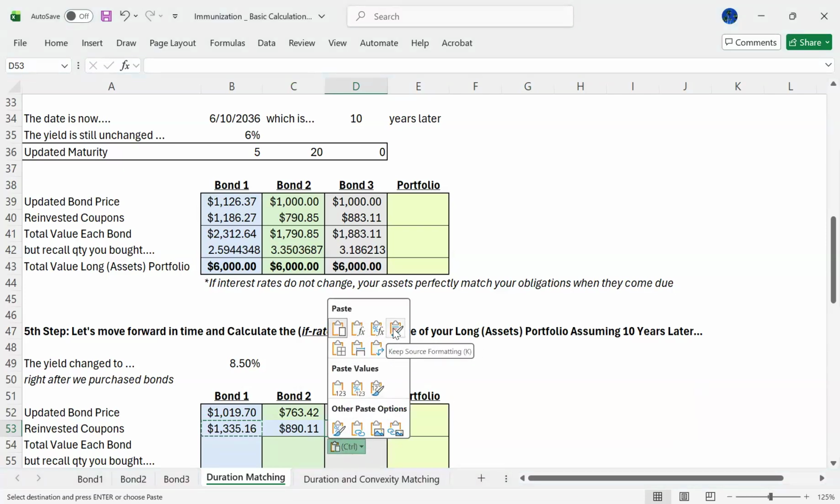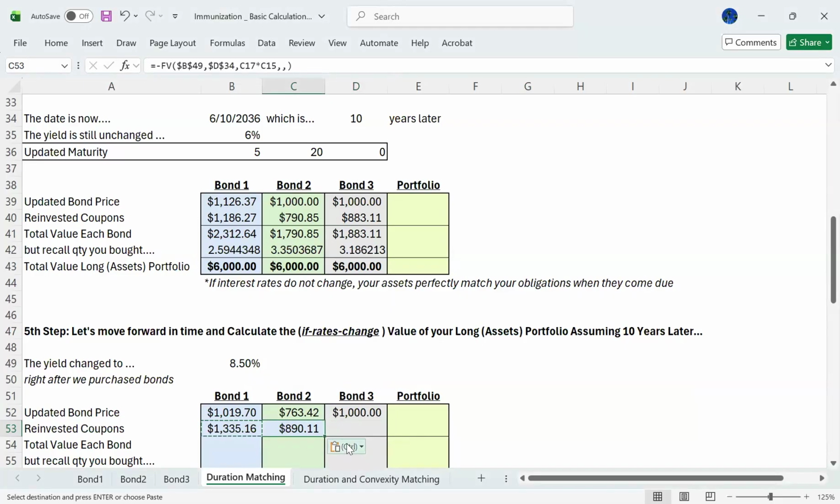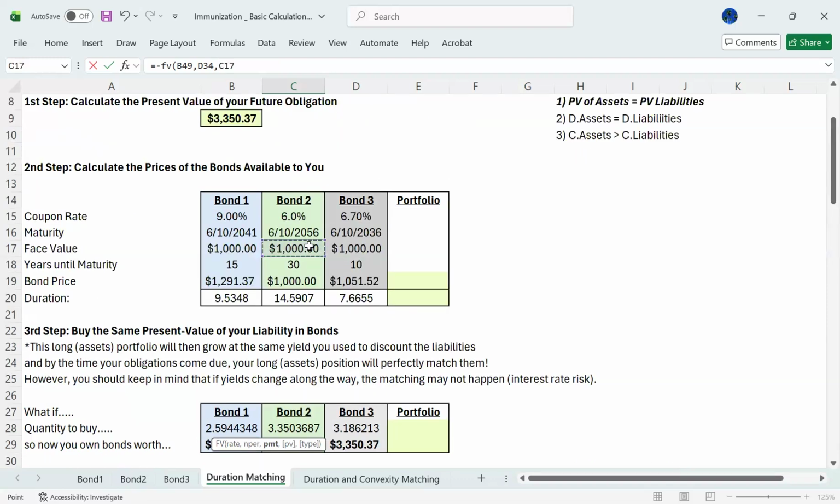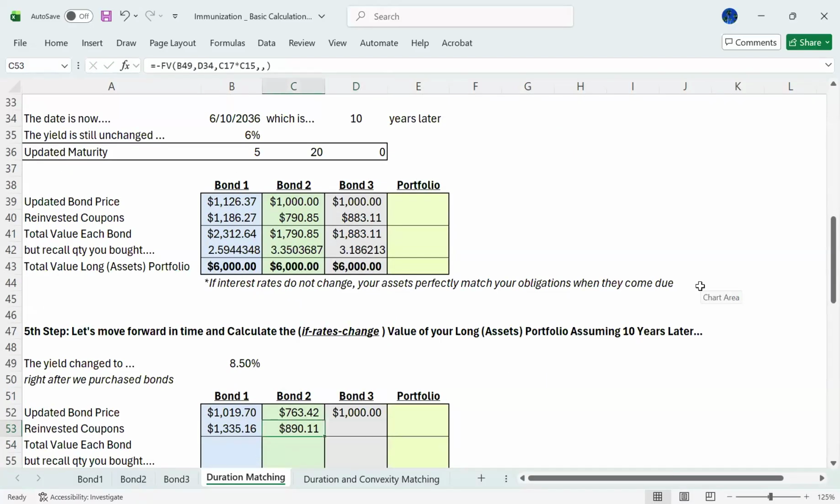But keep the values. No, let's do it. FV. Okay, and then the rate is 8.5%. Great, 10 years later. Then the payment, if we look at bond two, is 1,000 times 6%. And then we are ignoring PV, we're ignoring type, and there we go. And then the coupons, perfect.